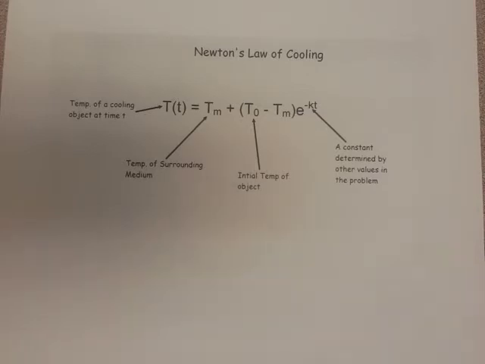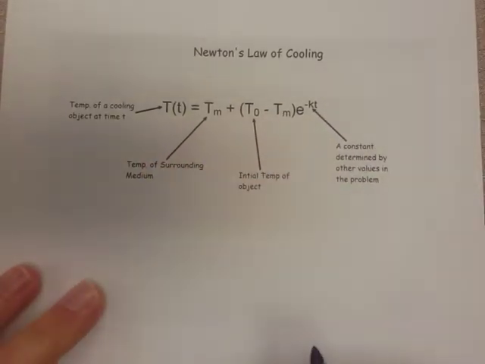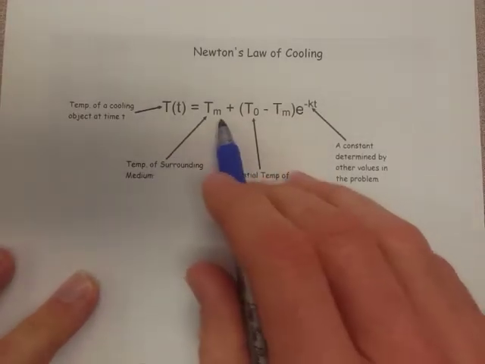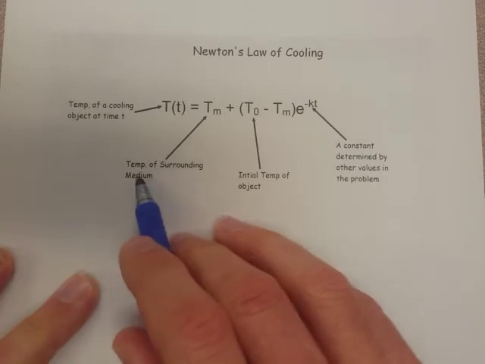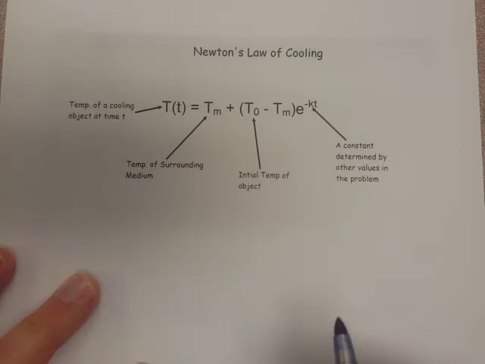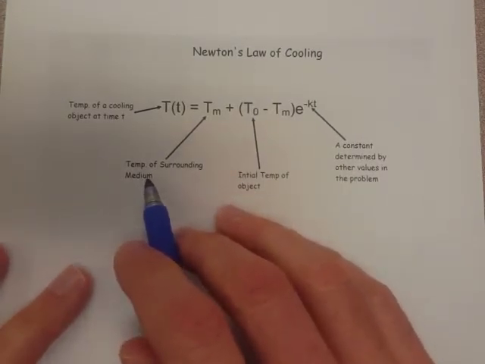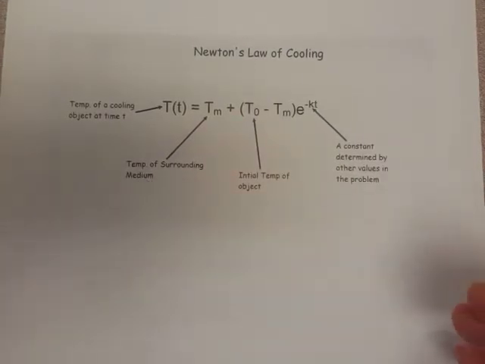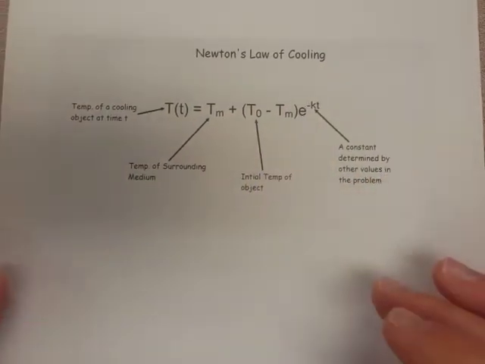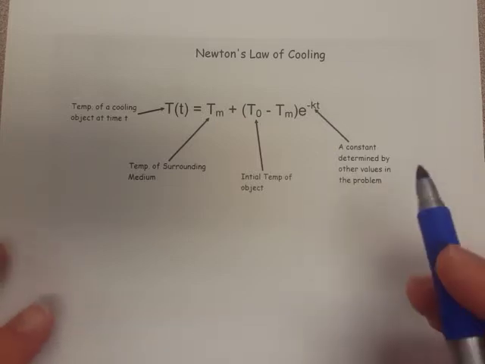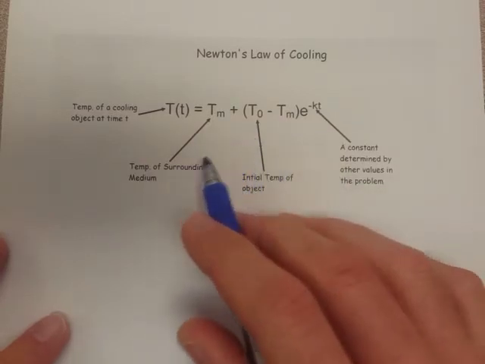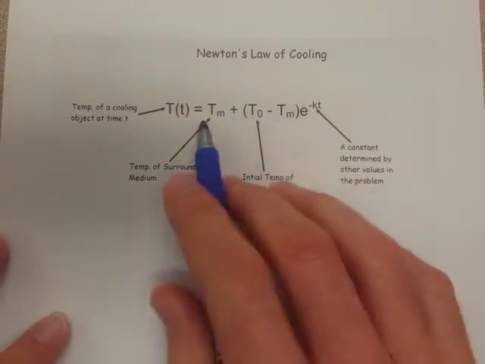So Newton's law of cooling, write down that formula to use for the assignment today, but here's what the different things mean. T sub m means temperature of surrounding medium. There it is right there. It's also right here, so it shows up twice in this formula. That has to do with what's around an object. So the most common thing for that would be like air temperature. That's a surrounding medium. Also, if you put something in water, the temperature of the water would be the temperature of the surrounding medium. So that's T sub m.